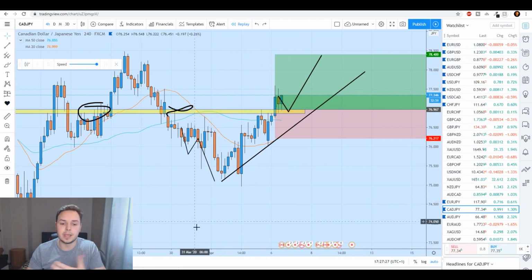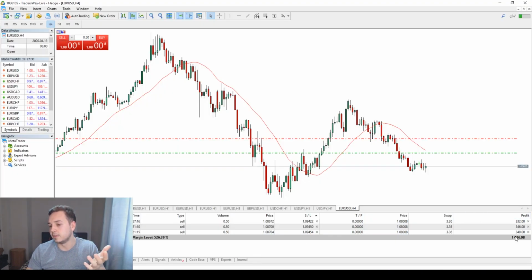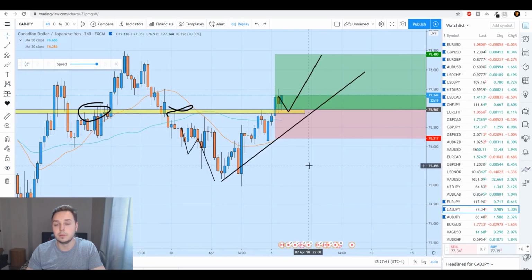EURUSD, we gave examples. As you can see over here, EURUSD, over a grand in profit pretty much. I entered this trade 4 days ago, so definitely pretty damn good. The swap rate's quite small as well, so pretty damn good.